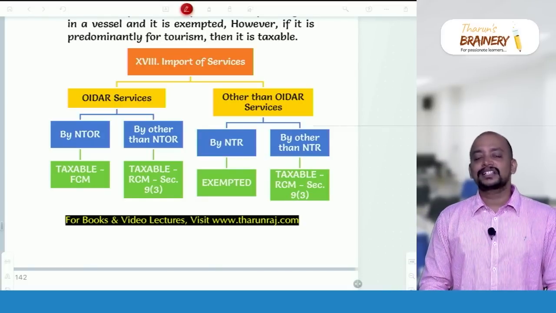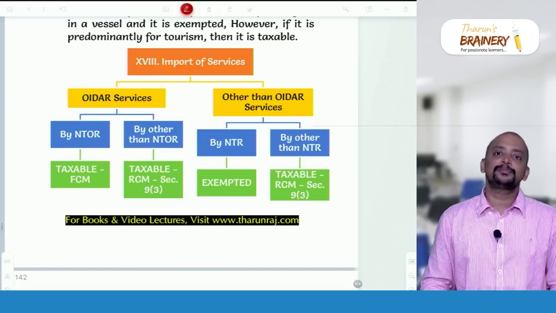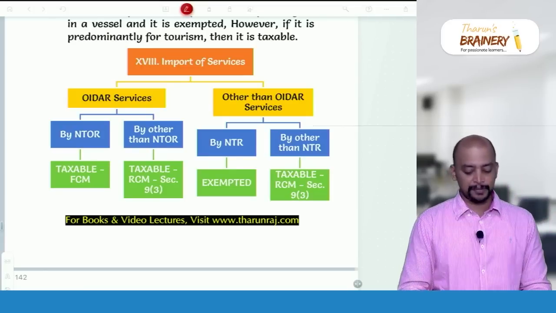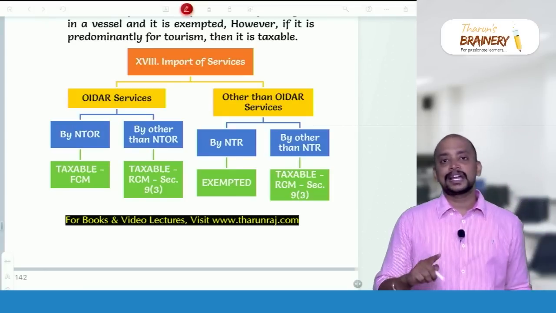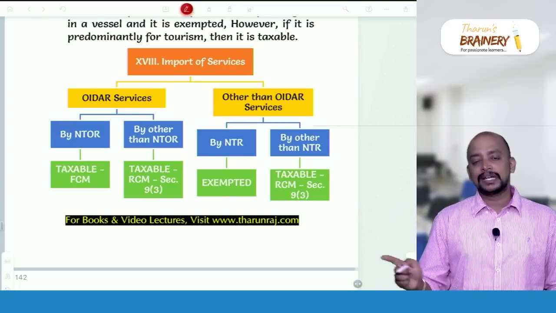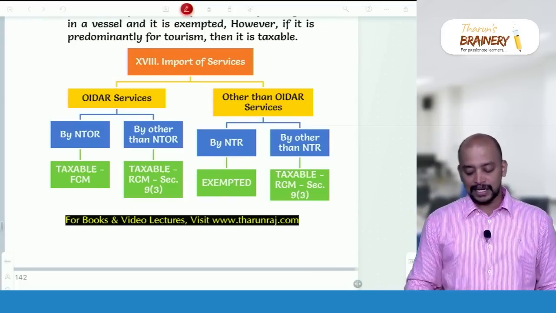So who is a non-taxable online recipient? Any unregistered person importing services for other than business or commerce is called a non-taxable online recipient. Whereas other than OIDR service is again divided into two: imported by a non-taxable recipient is exempted, and imported by other than a non-taxable recipient will be taxable under RCM.